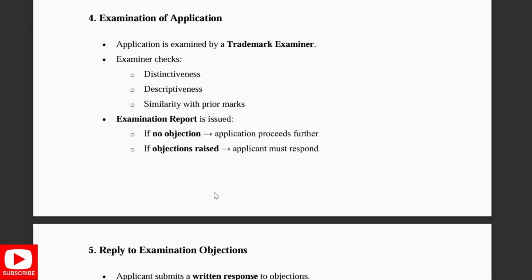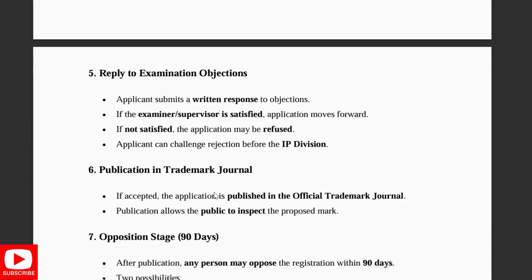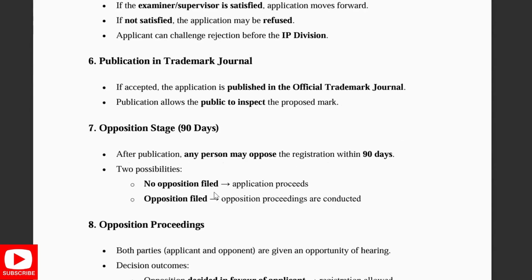Examination of the application. It is examined by the trademark examiner. He checks the distinctiveness, that is uniqueness, then descriptiveness, how you have described it, and similarity with prior marks. Is there anything already registered? Examination report: if there is no objection, it will proceed. If there is an objection, then the applicant must respond. Reply to the objection: the applicant submits a written response. If the examiner is satisfied, he will move it forward. If not satisfied, he will refuse. The applicant can challenge the rejection before the IP division.